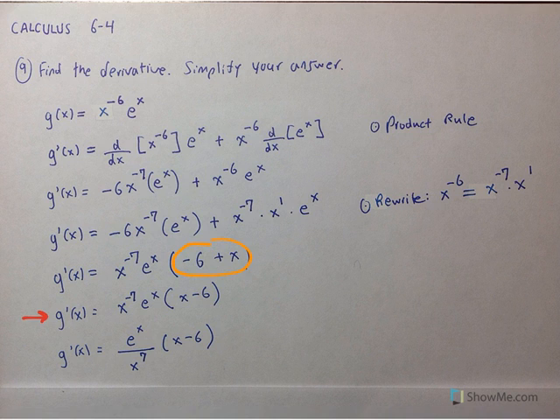you can go further by writing negative 6 plus x as x plus negative 6, or x minus 6. And if you'd like to go even one step further and you don't like having a negative exponent, you can write x to the negative 7, which is in the numerator, as x to the positive 7 in the denominator.